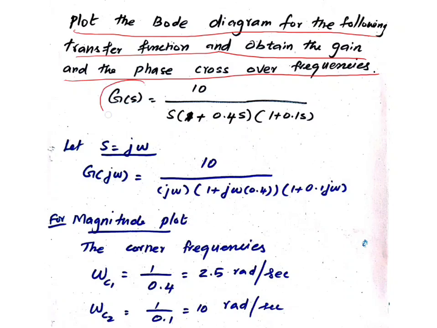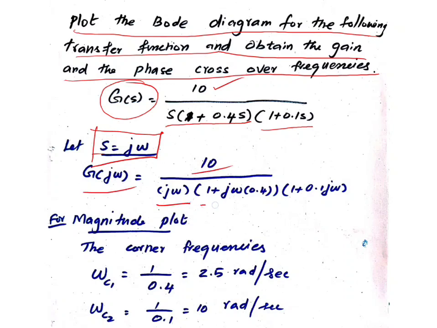The given transfer function is G(s) = 10 / (s(1 + 0.4s)(1 + 0.1s)). Before solving the problem, we first substitute s = jω in this equation. When we replace it, we get G(jω) = 10 / (jω(1 + 0.4jω)(1 + 0.1jω)).